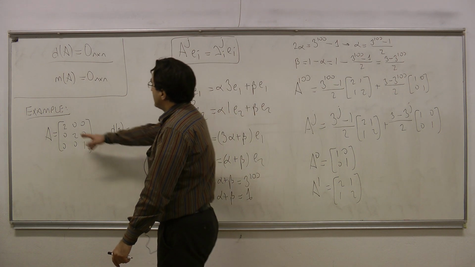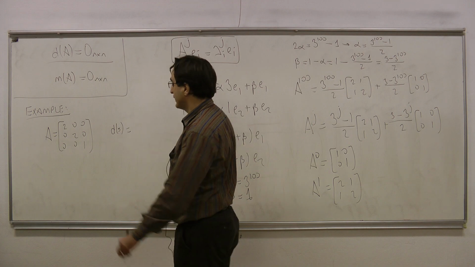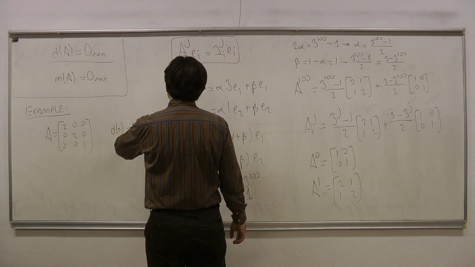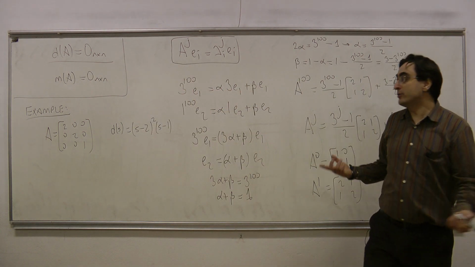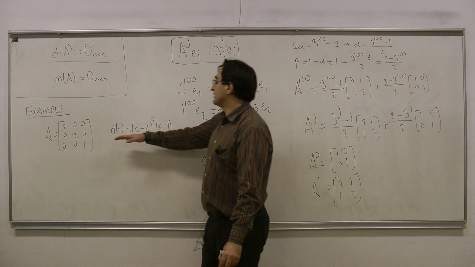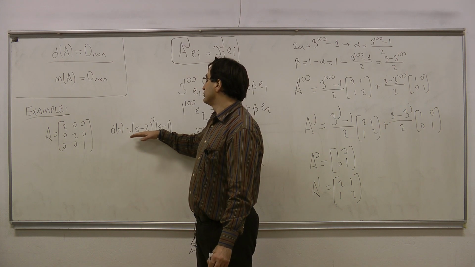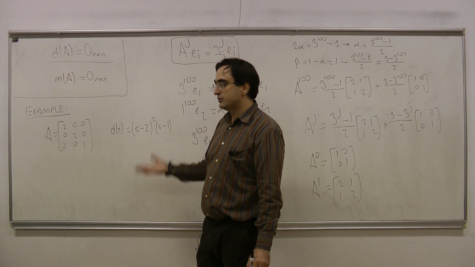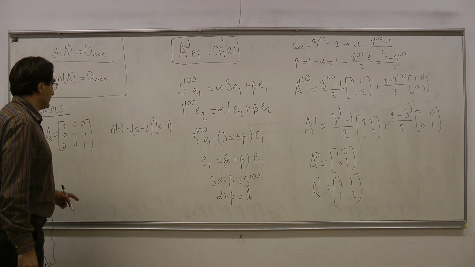So the eigenvalues of this matrix would be 2, 2, and 1. So the characteristic polynomial would be (s minus 2) squared times (s minus 1). By the Cayley-Hamilton theorem, when I substitute A into this polynomial, I would get just the 0 3 by 3 matrix. So I will just write it.